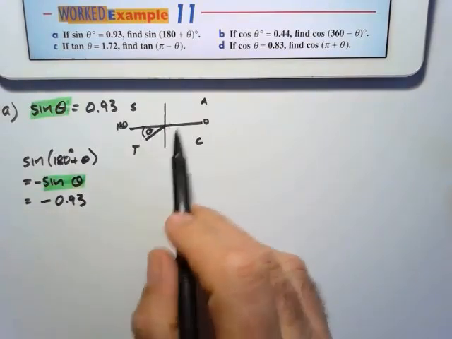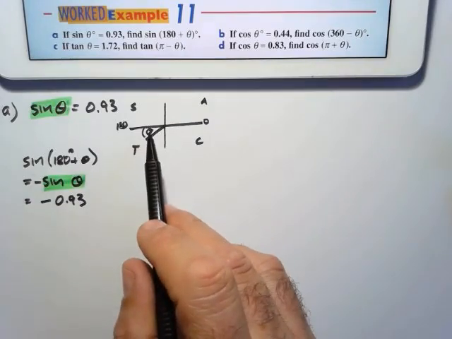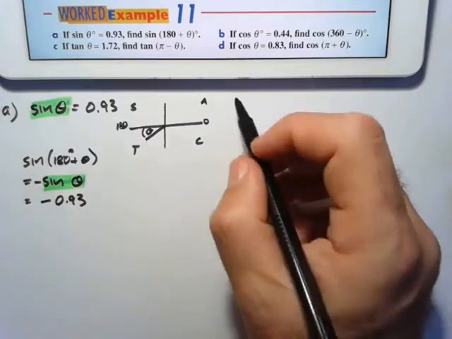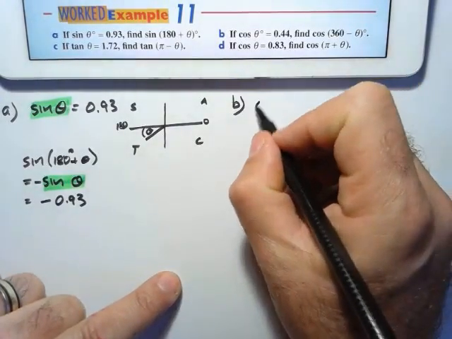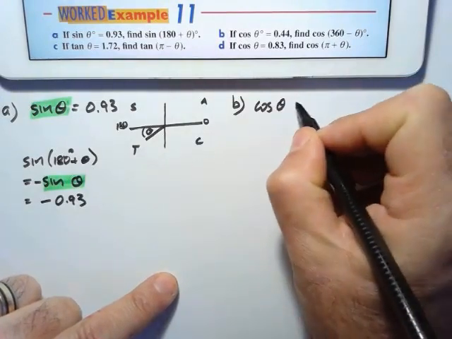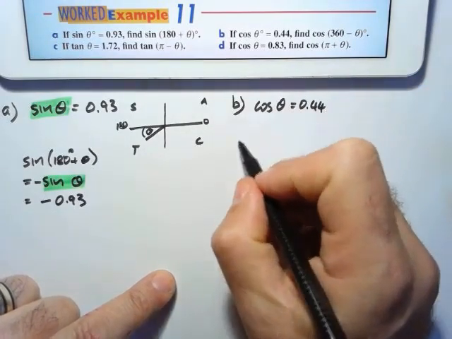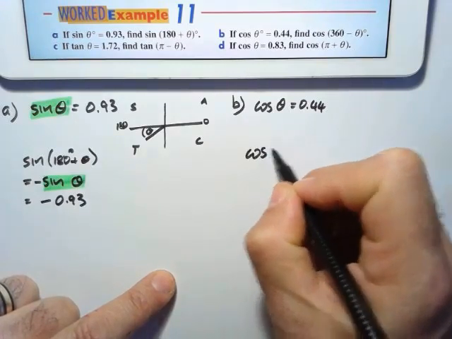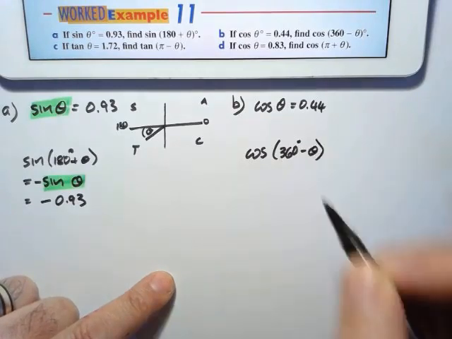So first thing is find out where it lies. What's the reference angle? What is the value? Look at B. B says cos of theta equals 0.44. Find what is the cos of 360 degrees minus theta.